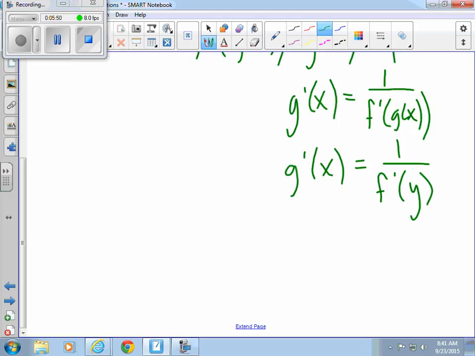So if I want to find g prime of x, I can use its inverse function in its derivative, and it's 1 over the derivative, but it's at the y value, not the x value. We will use this formula. I'm also going to show you another option other than the formula, which is a table trick.